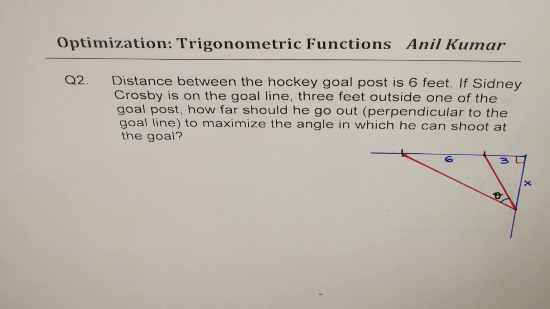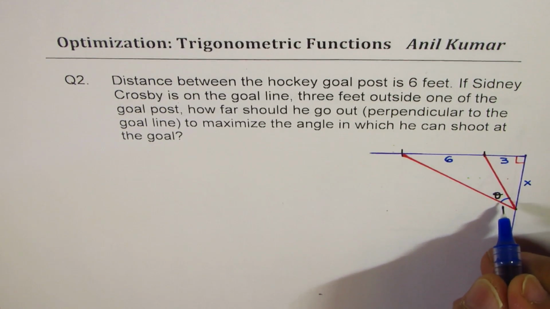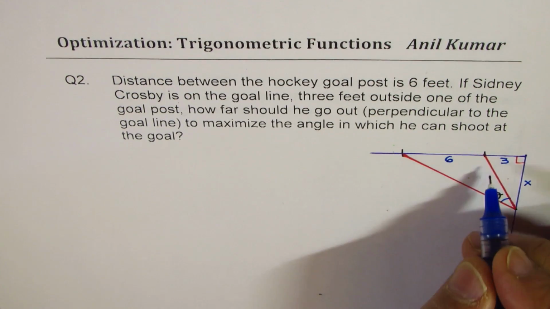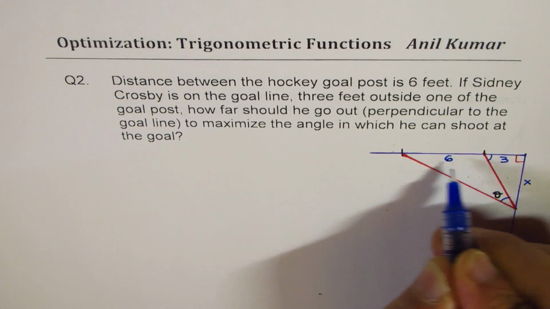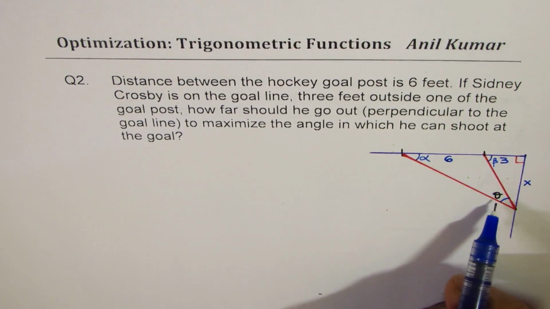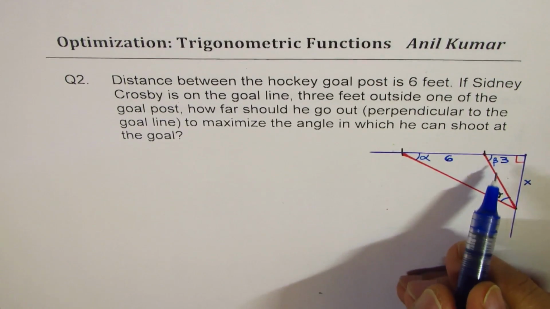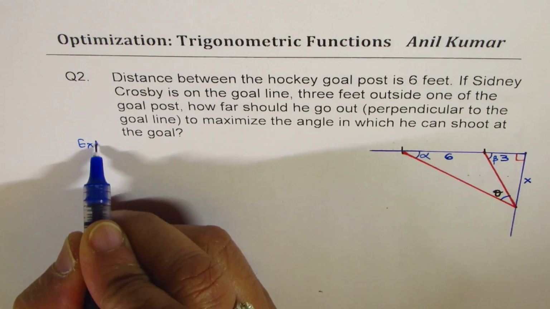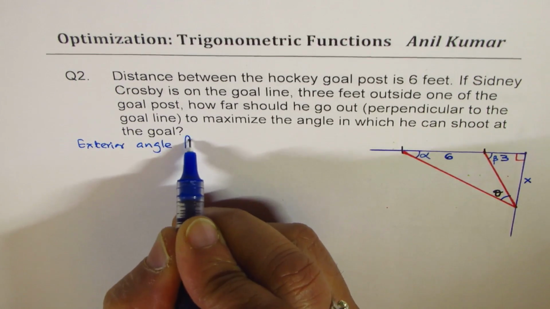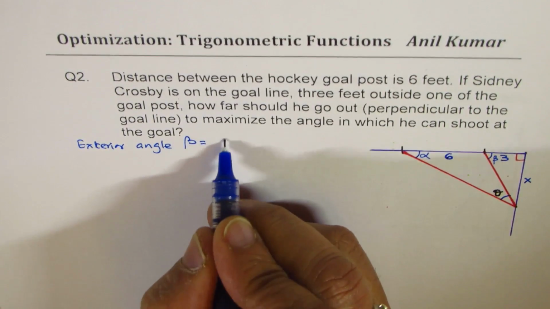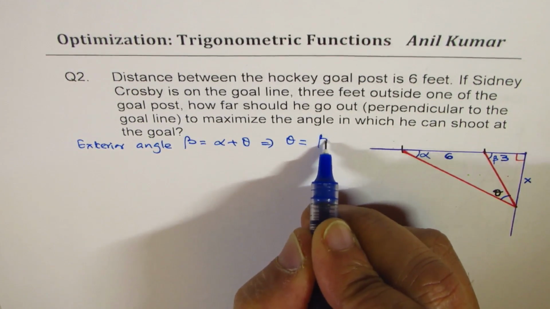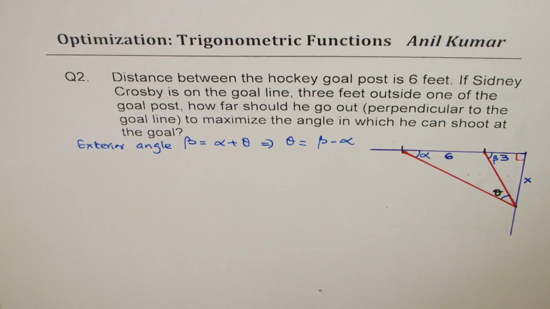So let us say that we have to relate this theta. You can actually use the cosine law also, but what we will do is we'll say let these two angles be alpha and beta. Let me call this alpha, this beta, that is theta, right? So the exterior angle beta is equal to the sum of these two angles, alpha plus theta, right? So that gives you that theta is equal to beta minus alpha. Does it make sense to you?